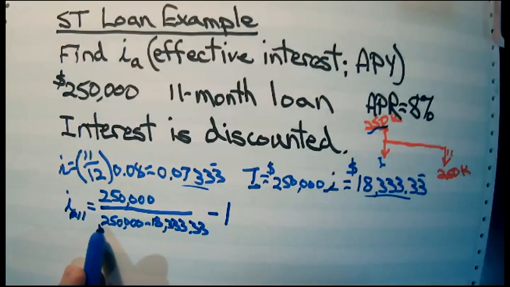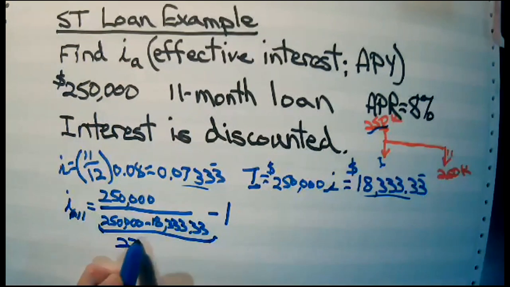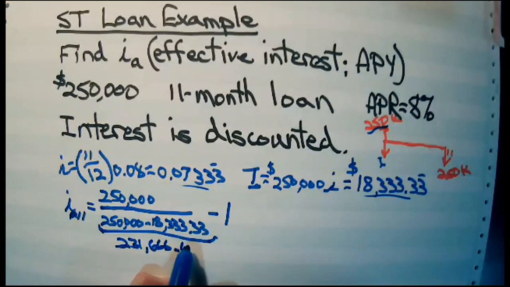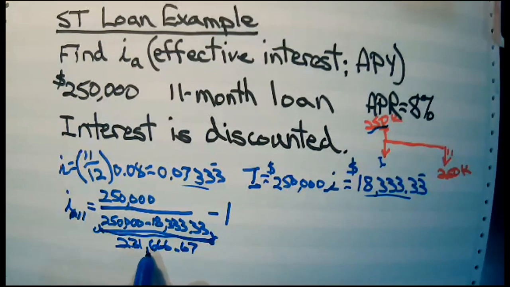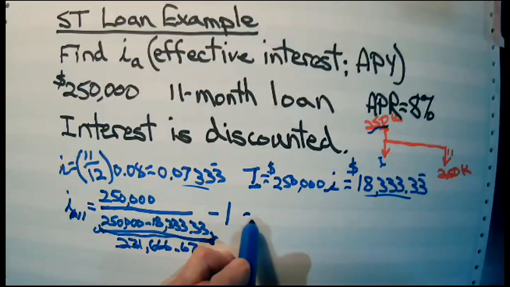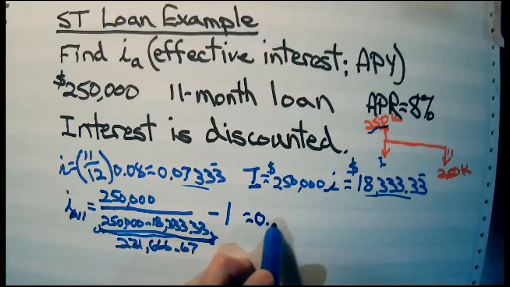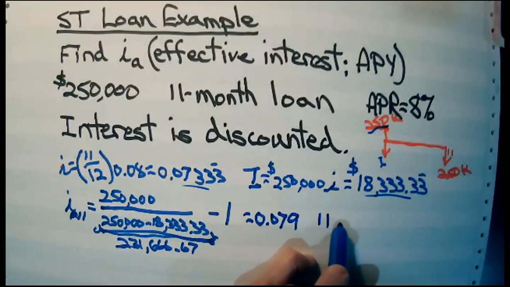And so this number is that 231,66667. That's this value right there. So it's 250,000 over 231,66667 minus 1, and that turns out to be 0.079 for 11 months. So remember, that's 11 months.